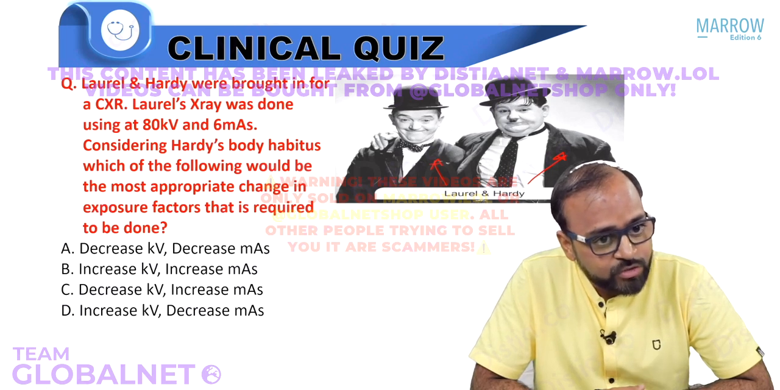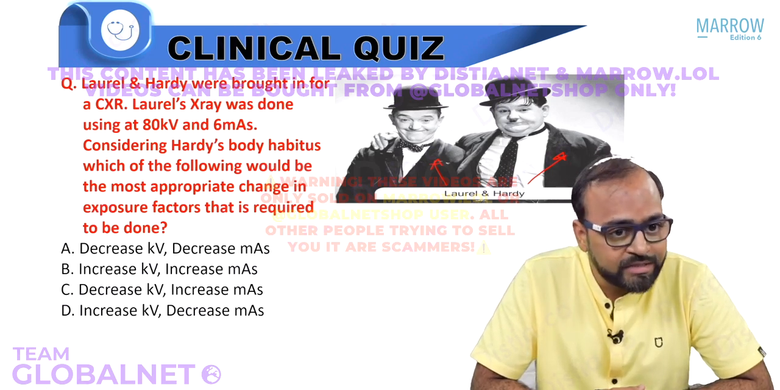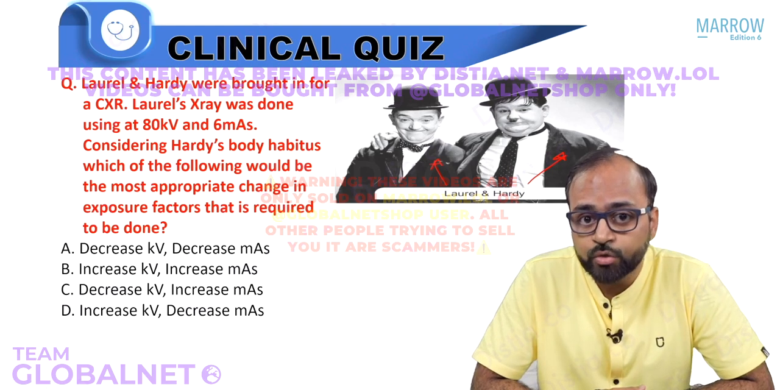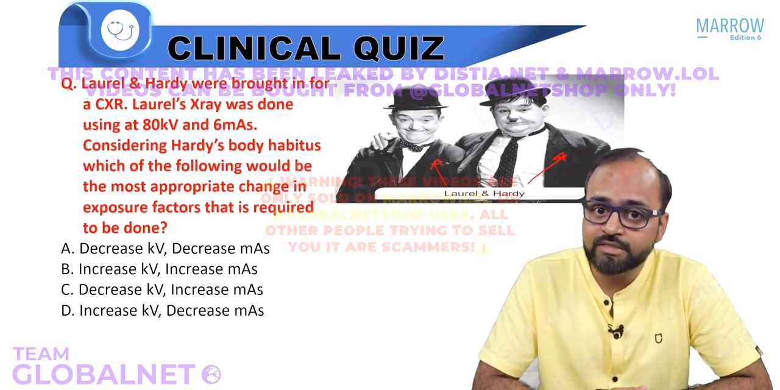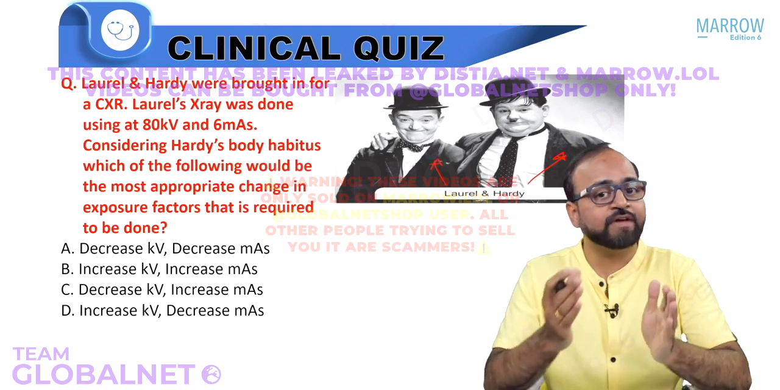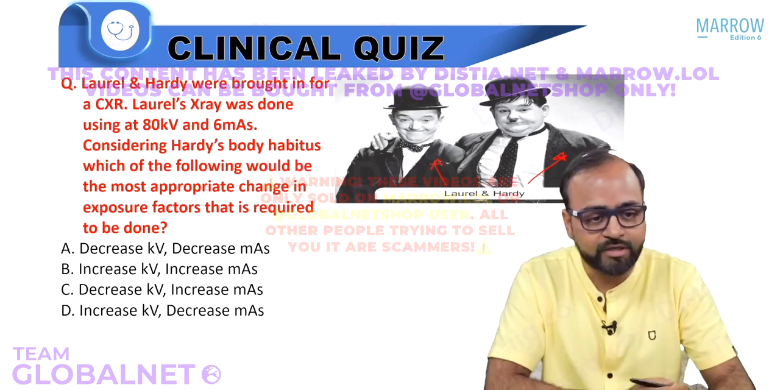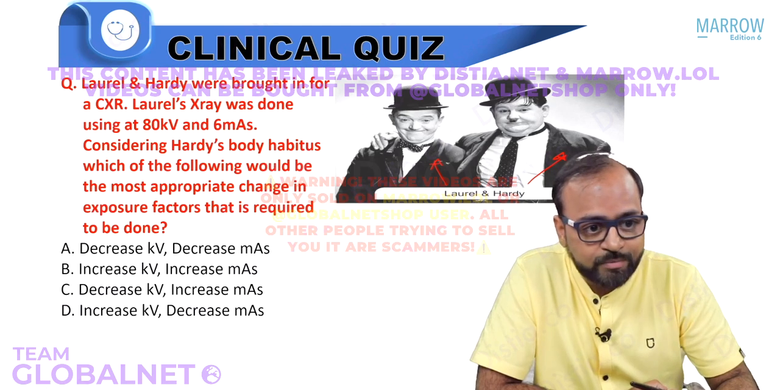Laurel's X-ray was done using 80 kV and 6 mAs. What is kV? Kilovolt peak, right? What is mAs? Milliampere seconds. These are important exposure factors in X-ray. We are going to study them in detail and how they affect the X-ray beam.